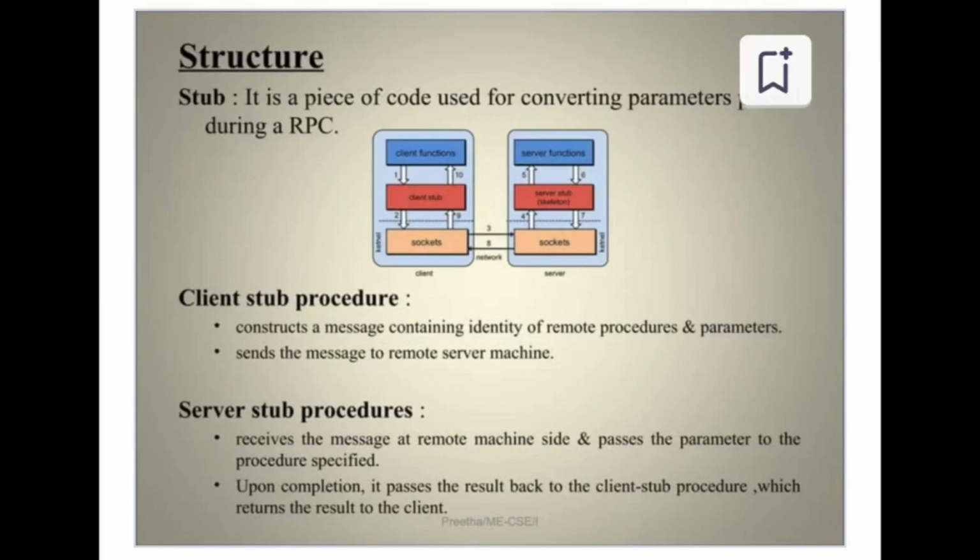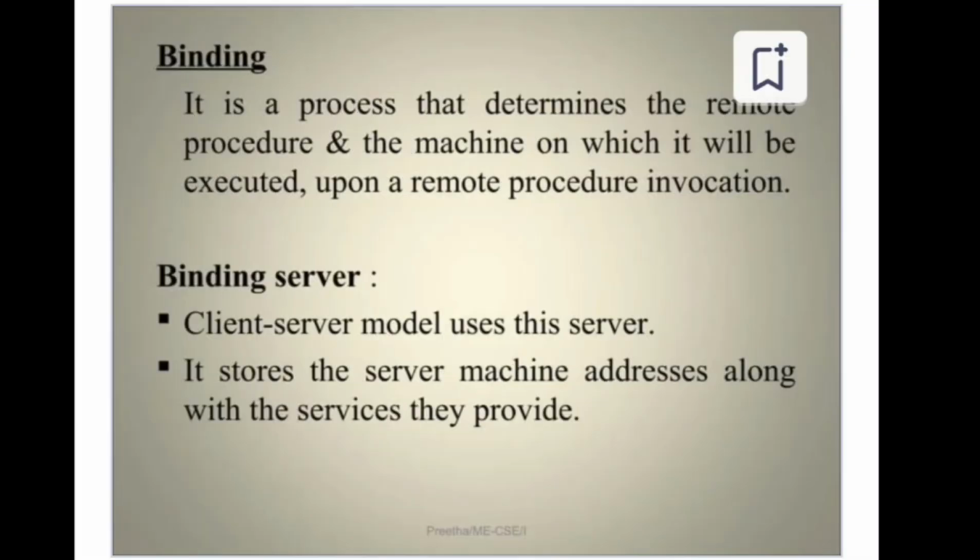Structure: it is a piece of code used for converting parameters during RPC. Client stub procedure: constructs a message containing the identity of the remote procedure and parameters, and sends the message to the remote server machine. Server procedure: receives the message, unpacks it, and passes the parameters to the procedure specified. Upon completion, it passes the result back to the client's stub procedure, which returns the result to the client.